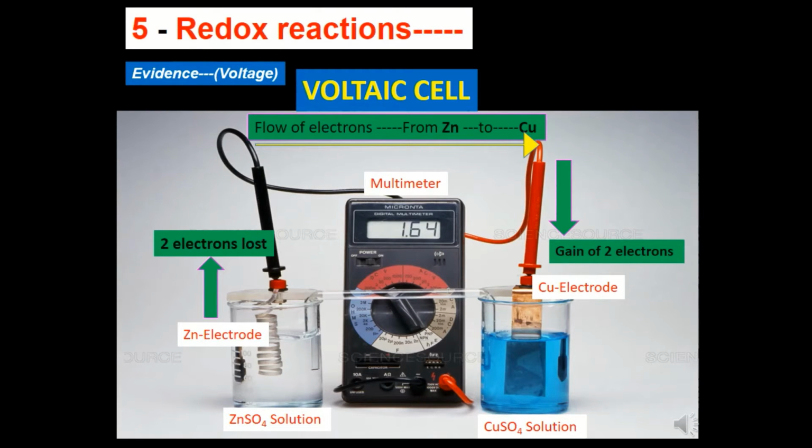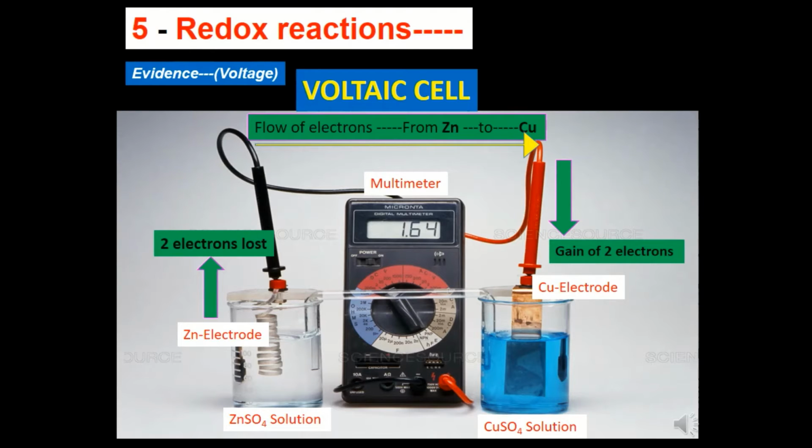So what happens in the whole process? Zinc loses 2 electrons, it goes into the external circuit, and comes to the copper. Again, zinc loses 2 electrons, goes into the external circuit, comes to the copper side. So 2 electrons are always moving from the zinc to the copper. That's why you will see some voltage. When electrons are moving, it means there is a current or voltage. So you can see the voltage by means of a multimeter.